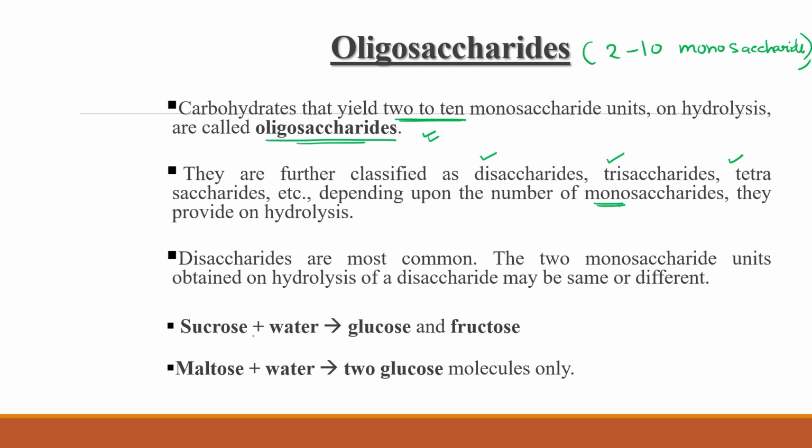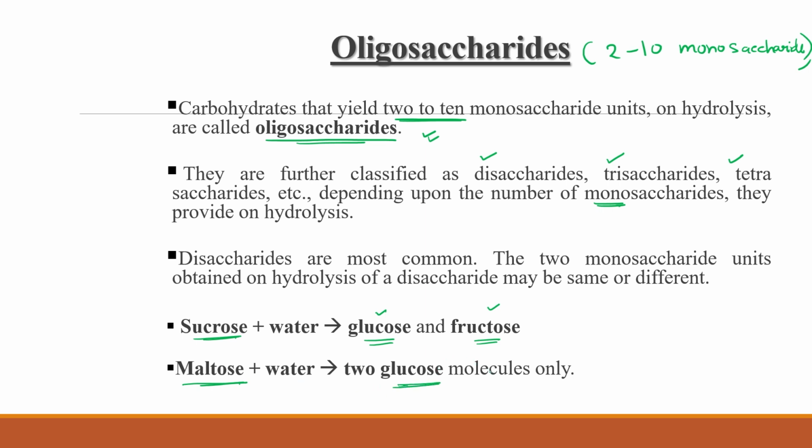Say, for example, if we hydrolyze a sucrose molecule, after hydrolysis what will happen? We will get two monomer units of monosaccharide, one a glucose and another a fructose. Similarly, if we hydrolyze maltose, then we will get two glucose units.